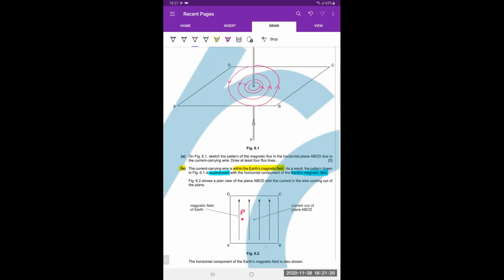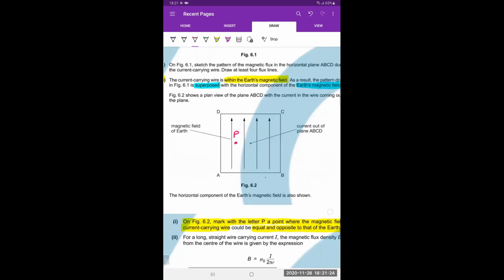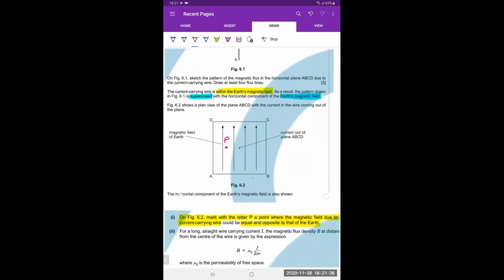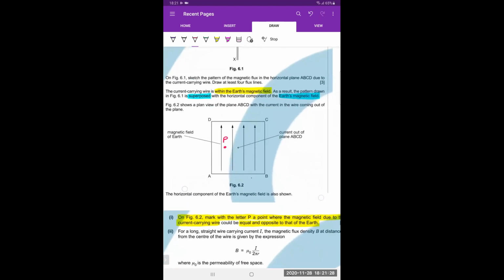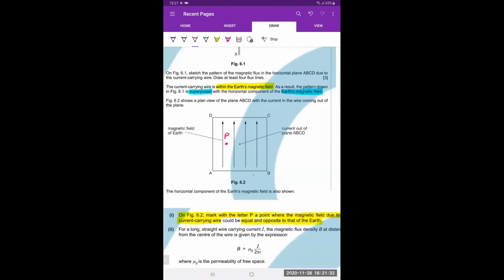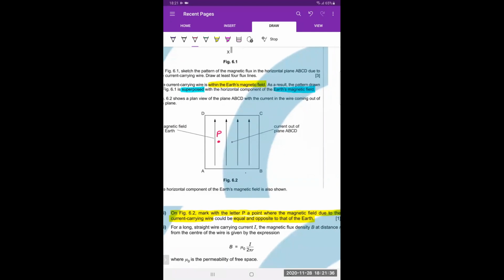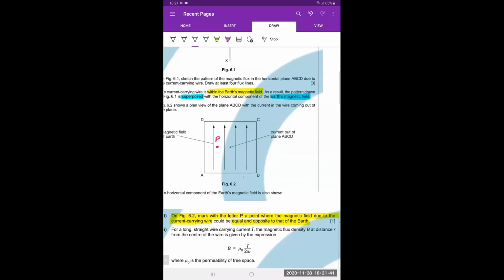The question was asking us, now I'm zooming in, so now read it again. So the question said, on figure 6.2, mark with the letter P a point where the magnetic field due to the current carrying wire could be equal and opposite to that of the earth.